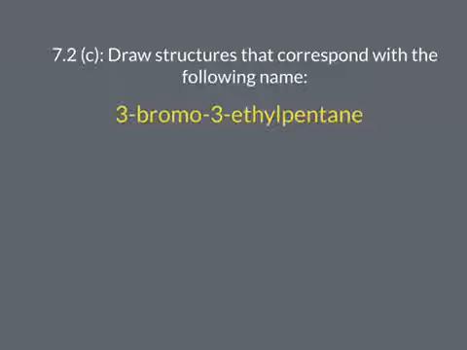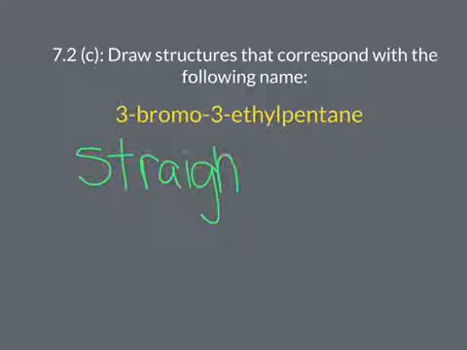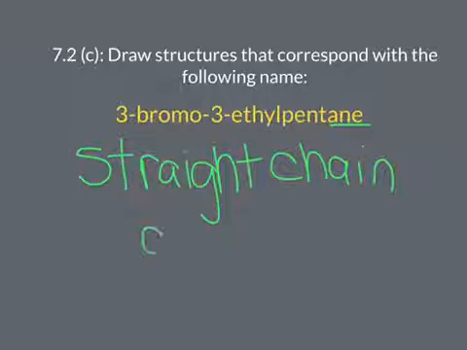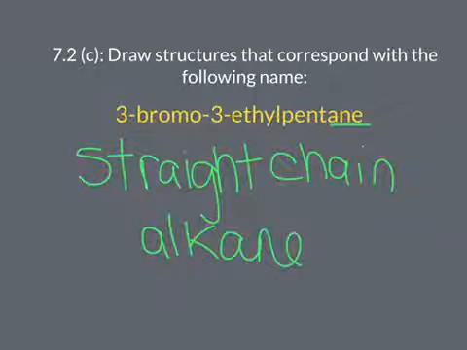First, note the absence of the term cyclo in this name. What does that mean? Well, it means that we will not be drawing a ring structure of any kind, but rather we will be drawing a straight chain molecule. Next, the suffix ane indicates that there is only single bonds present in this molecule. Therefore, we will be drawing a straight chain alkane.